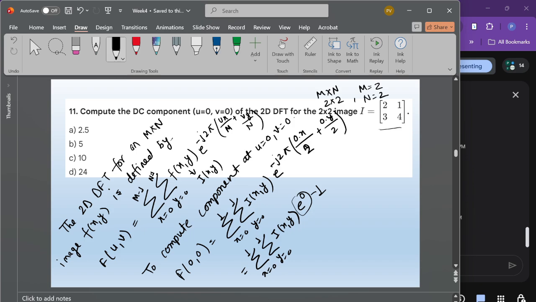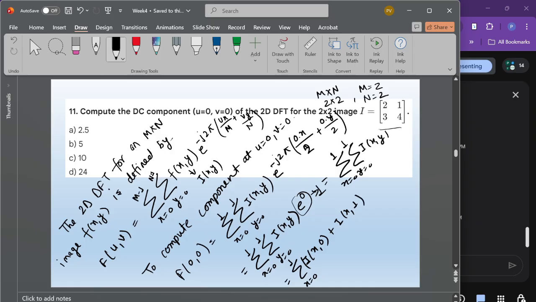So what is left? The sum over x from 0 to 1 and y from 0 to 1 of I(x, y). Now put the values. Here first we will put y, then x. There are two summations, so first we take one, then we take the next one. So I(x, 0) plus I(x, 1), right? So y for 0 and 1.